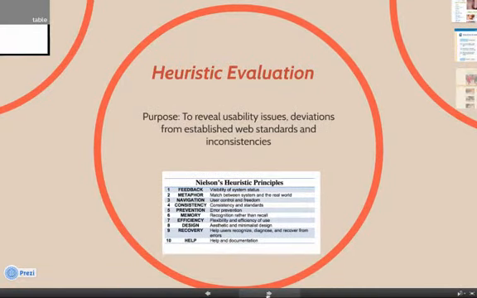Following, the team conducted a heuristic evaluation to reveal usability issues, deviations from established standards, and to show inconsistency. The team looked at issues like feedback, navigation, efficiency, and design to provide a set of recommended improvements.